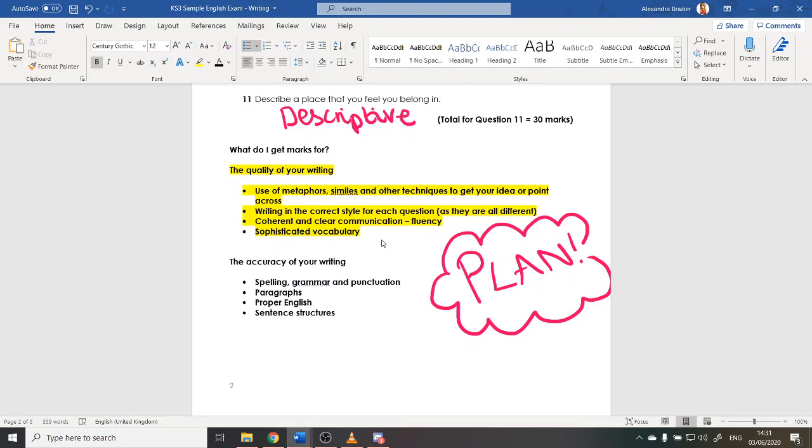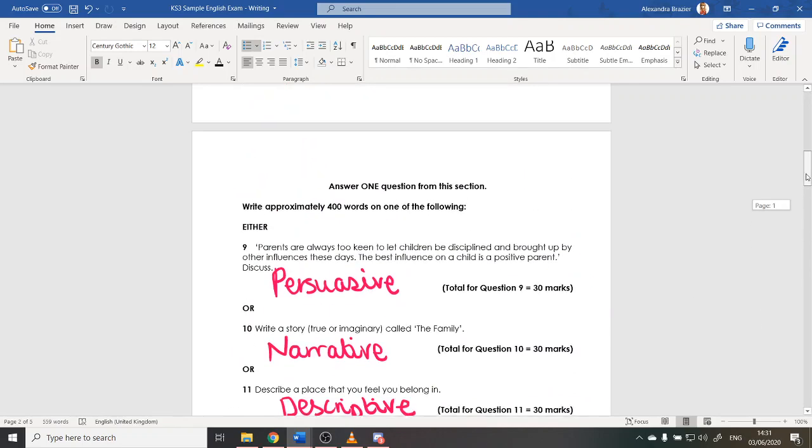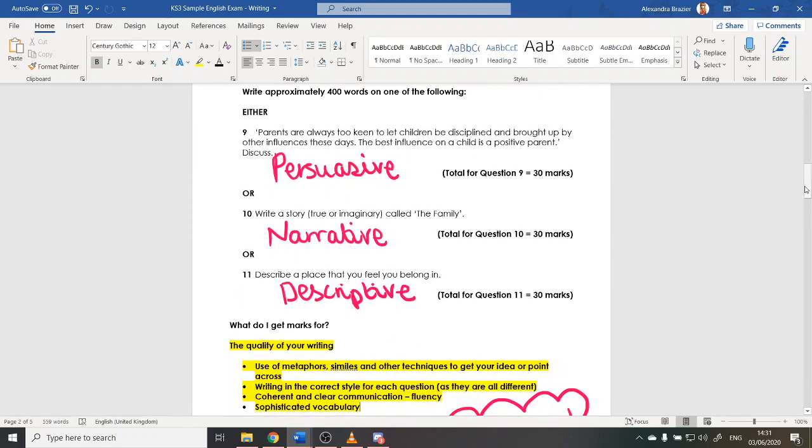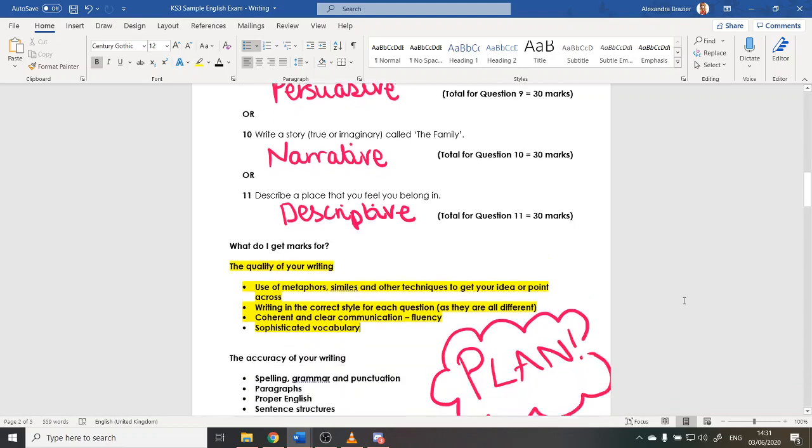There might be one of these questions that we've looked at that you think, actually, that one is the one that I feel more confident on. For me, for instance, I gravitate towards either this question or this question, the descriptive one. And I know I'm not very good at writing narratives. I've never been good at writing stories. So for me, I would avoid this one and focus more on the other 2. Play to your strengths on this.